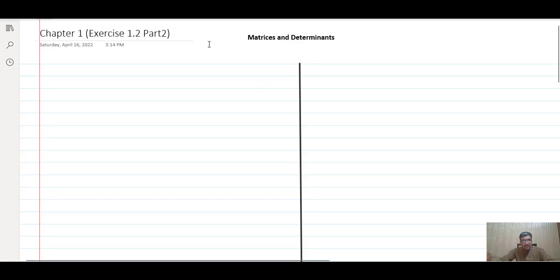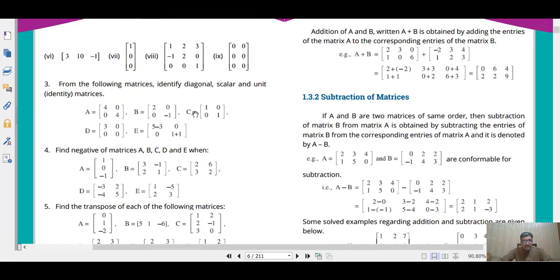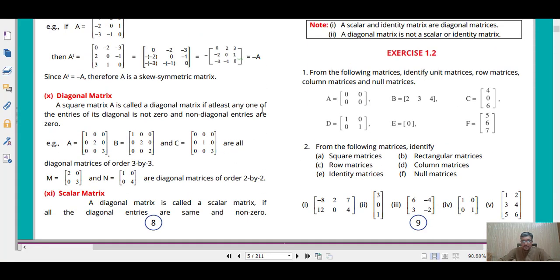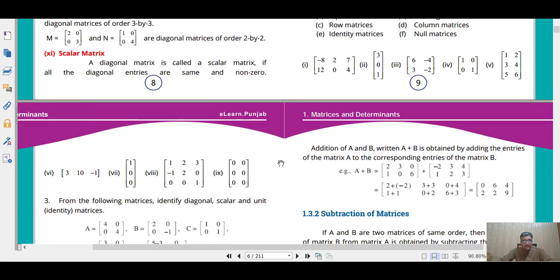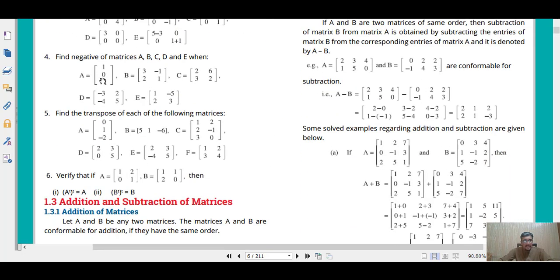Hello, dear learners. Today I welcome you to exercise 1.2, part 2 of chapter number 1, mathematics of grade 9. In the previous lesson, we solved the first three questions of exercise 1.2. In today's lesson, which is part 2 of exercise 1.2, we are going to solve question number 4, question 5 and question 6, and after that this exercise will be completed.